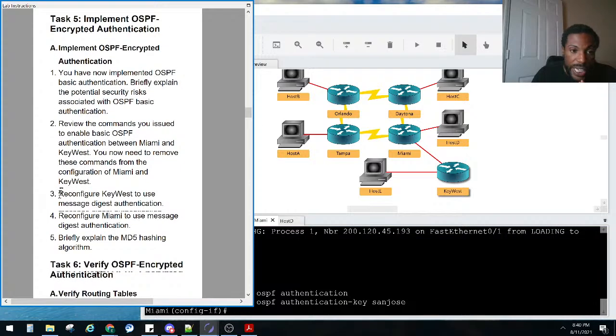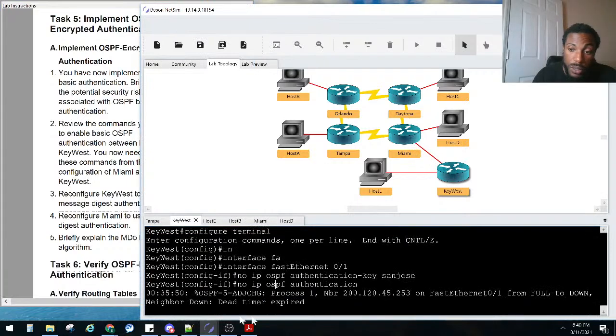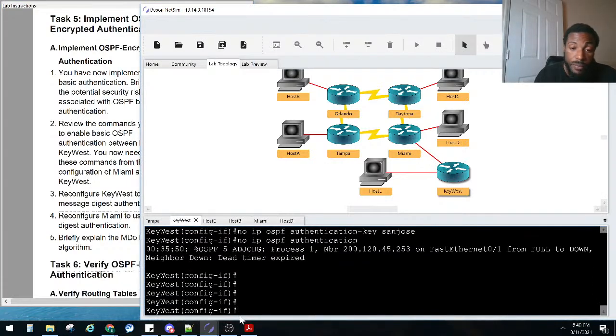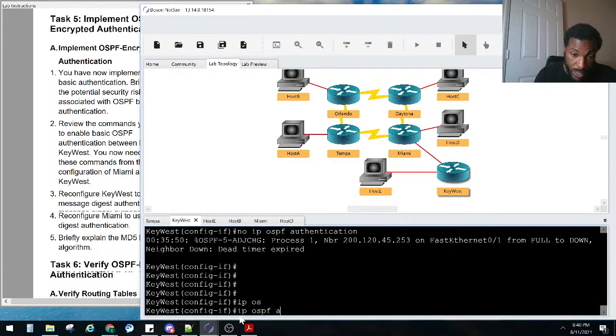We did that. Reconfigure Key West to use MD5 or message digest authentication. So we want to reconfigure Key West to use message digest authentication, and then do the same thing with Miami. So basically, they want us to do the same thing, but now using MD5, right? So we'll go to Key West and do it. We'll start with Key West. We're on the interface already, and set it up as IP OSPF authentication.